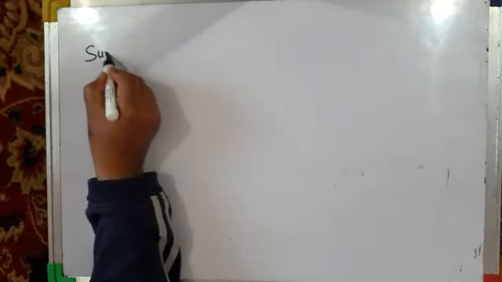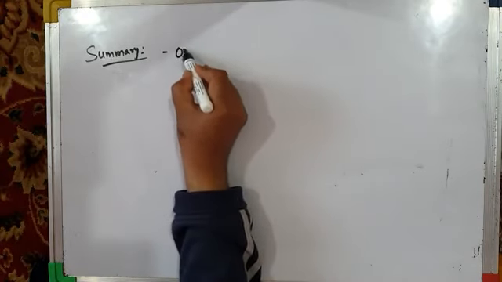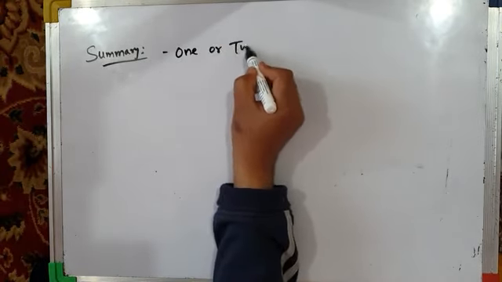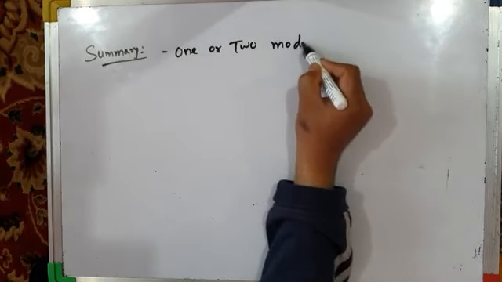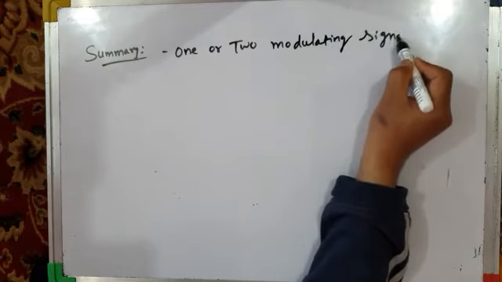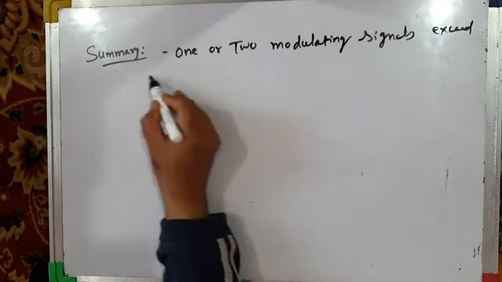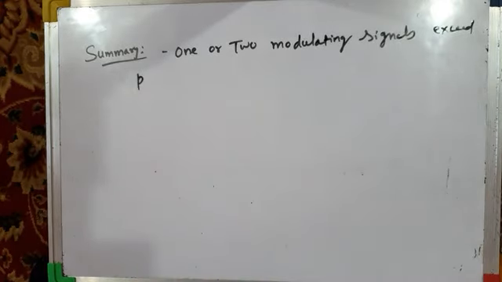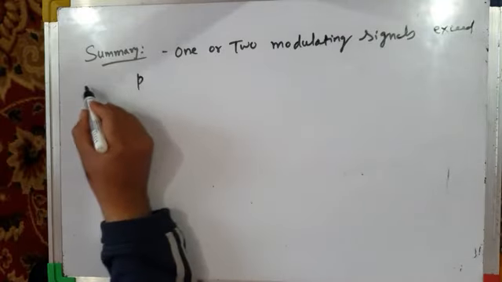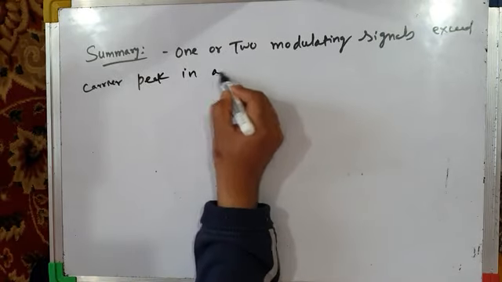Let me give you a summary for m equal to 1.2, over modulation. Summary. First point is that one or two modulating signals exceed the carrier peak in a carrier cycle.